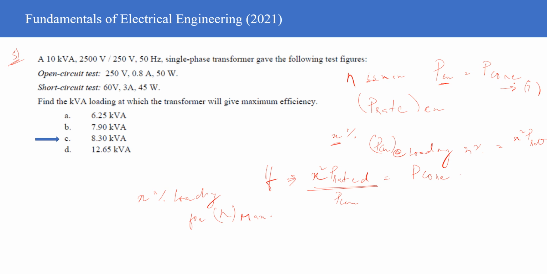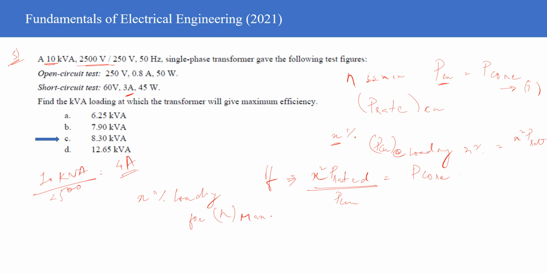So your rated current is going to be equal to 10 kVA divided by 2500 volt, on the high voltage side. Sorry, on the high voltage side. So 10 kVA divided by 2500 is equal to 4 ampere, right? Now what is the short circuit current? Short circuit current is 3 ampere, right? So the short circuit current is lower than the rated value of current, right?